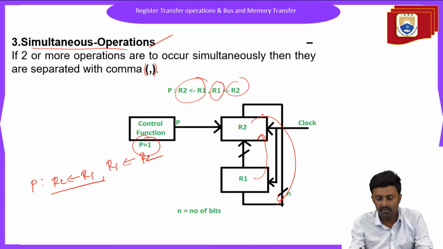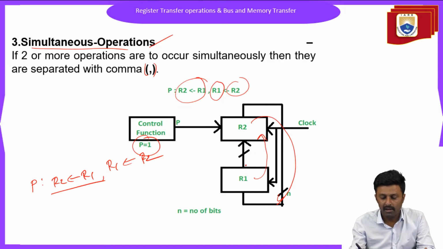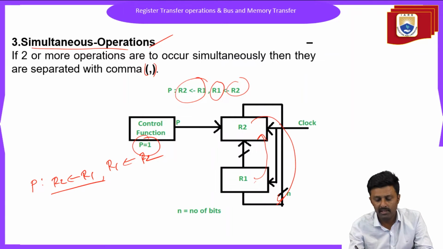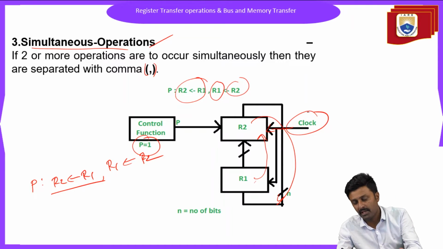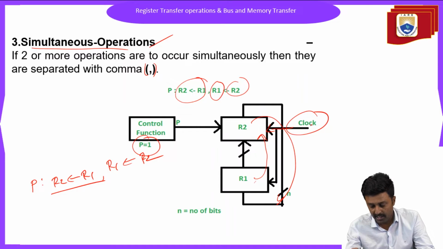So such kind of operation is called a simultaneous operation, wherein we can simultaneously transfer the content of one register to another register at the same time, and all these things will be performed with the help of the clock here, because at the same time we cannot do so without the help of the clock.